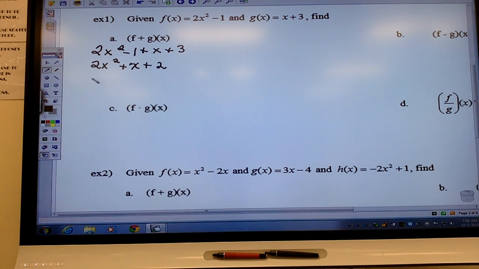So now we've combined it, and let's state the domain of our combined function. There are no restrictions on this domain, so we can use all x values in the real number system. So our domain will be from negative to positive infinity.